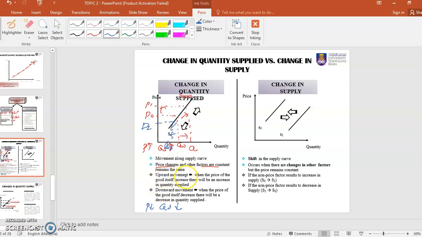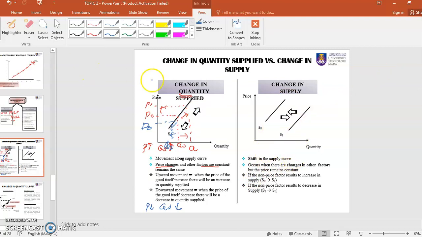Okay, so upward movement: when the price of the good itself increases, there will be an increase in quantity supply. Downward movement: when price decreases, there will be a decrease in quantity supply. Okay, so why does the change in quantity occur? Why does the quantity change? Because of the price factor itself. Okay, price itself.